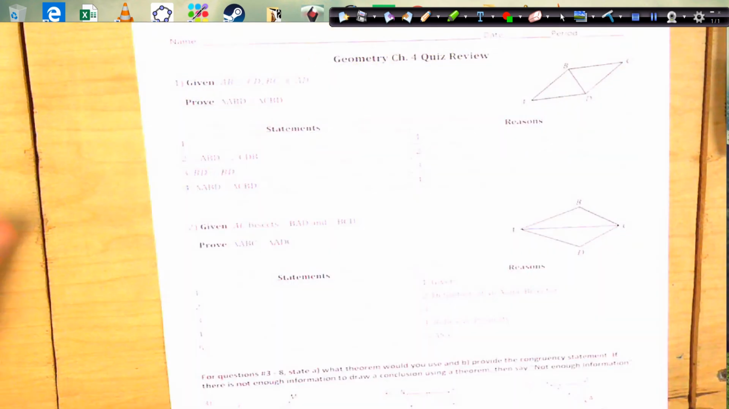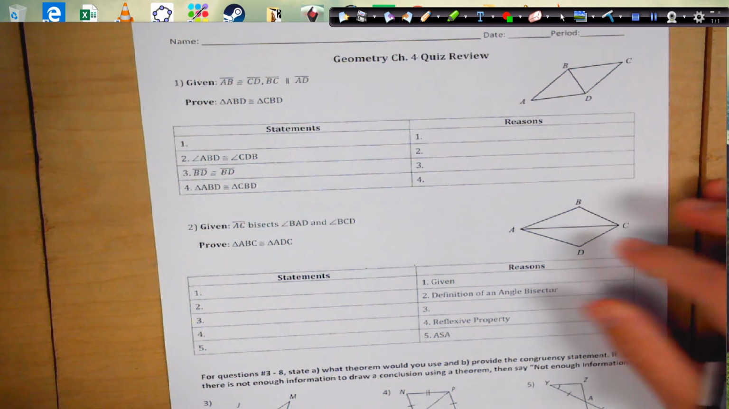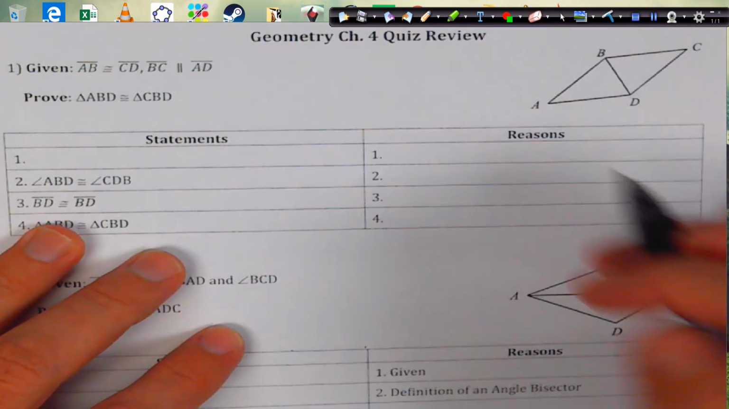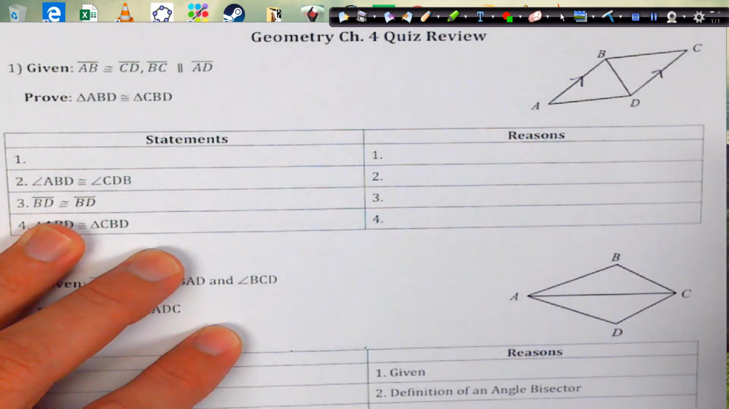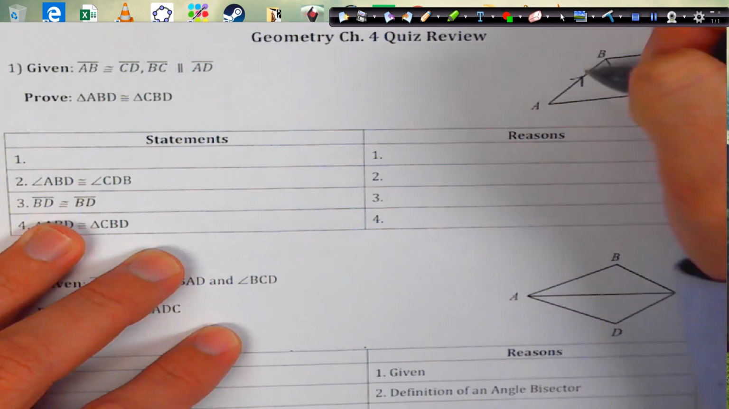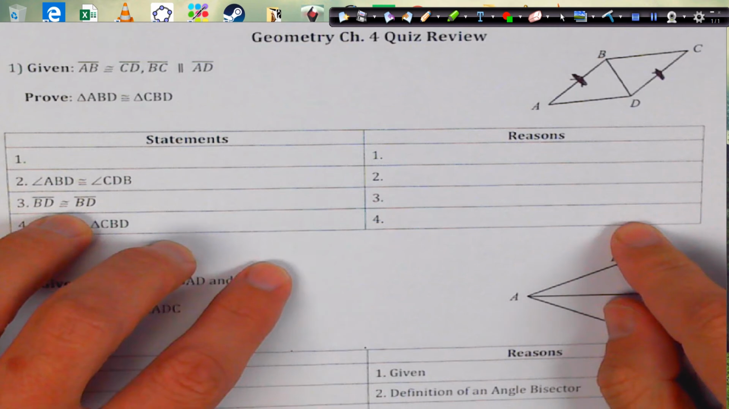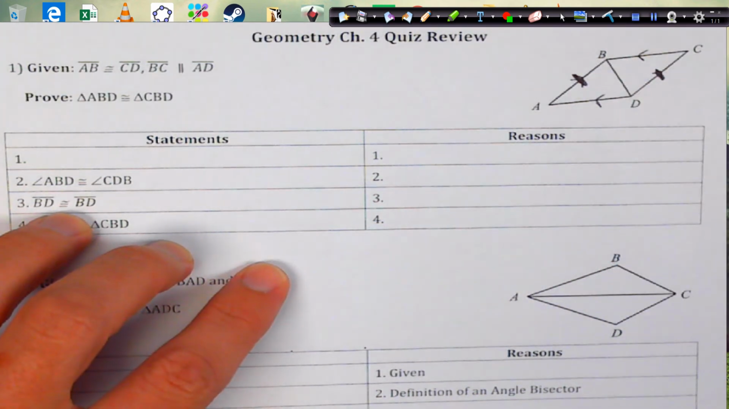Alright guys, let's go. So we have to prove this triangle. These triangles are congruent. I think there might be a mistake on this one. Let's go check it out. Okay, first of all it says AB is parallel to CD. And I'm sorry, they're not parallel, they're congruent. I'll start it out with a mistake myself. And then it says BC is parallel to AD, so these are parallel. Okay, prove the triangles are congruent.